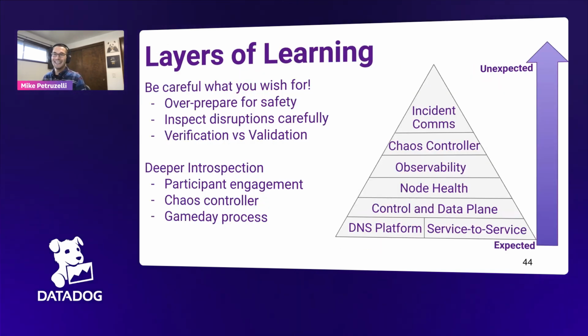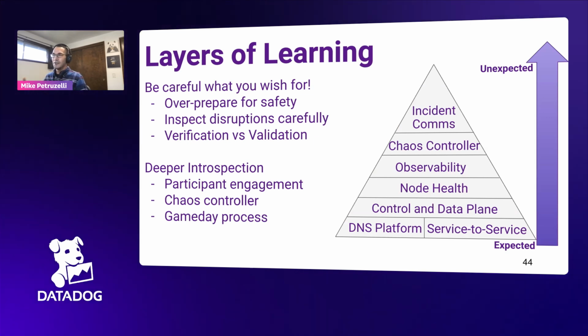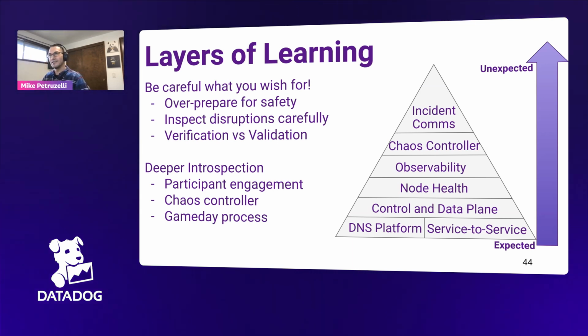We learn from that, and that includes ourselves, our processes, and everything like that. Some of the expected things, like our DNS and our service-to-service traffic, some control plane and data plane disruptions, that was all pretty expected. But we start to get into some of these more unexpected challenges.